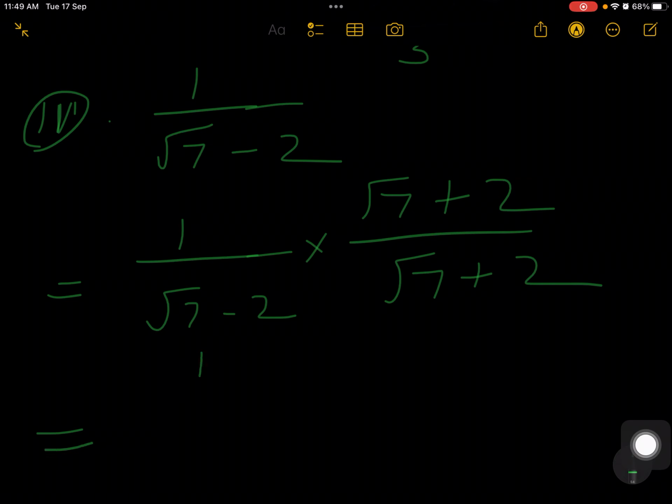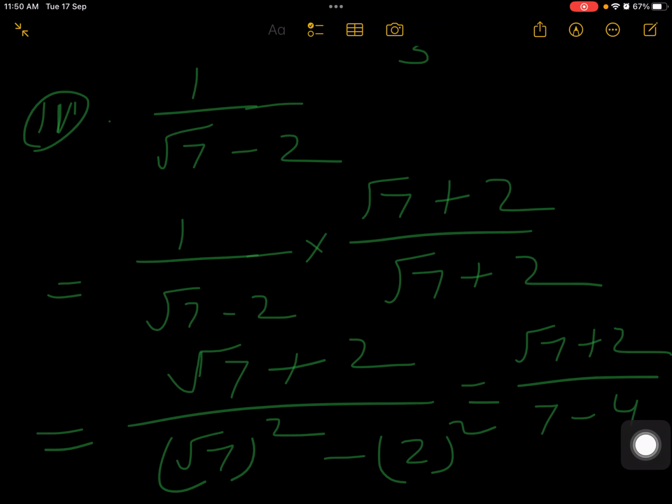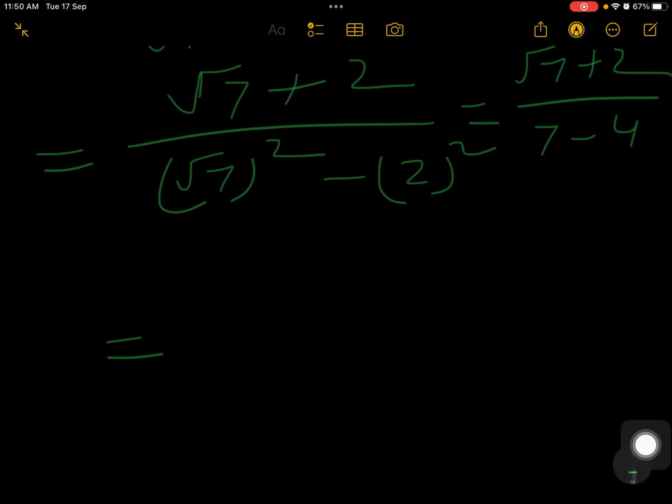When you solve it, we get root 7 plus 2 upon root 7 square, a square here, and b here acts as 2, so 2 square. You will get root 7 plus 2 upon root 7 square, which is equal to 7, minus 2 square, which is equal to 4. So the answer will be root 7 plus 2 by 7 minus 4, which is equal to 3.